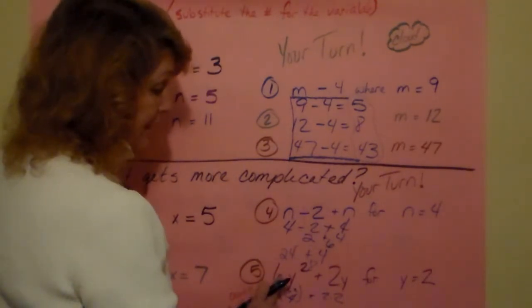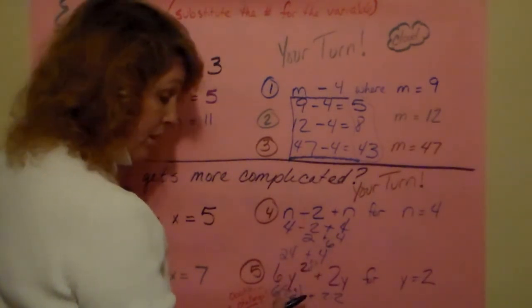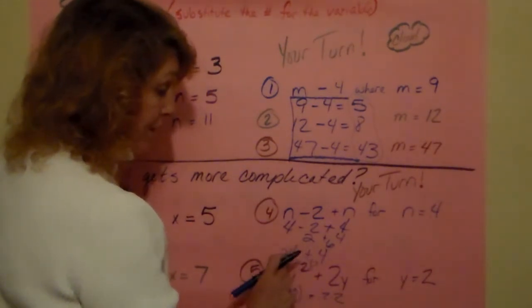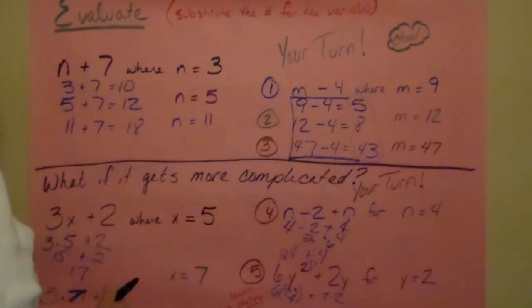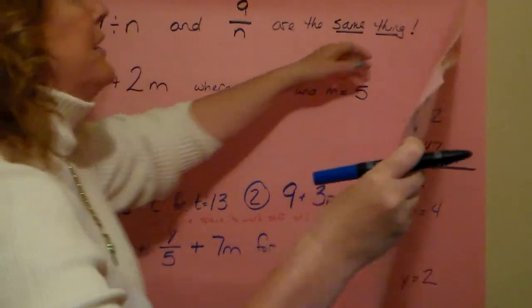I'm going to do this part again. 6y squared. The first thing I'm going to do is y squared. That's 2 squared. 2 squared is 4. Now I have to do 6 times 4, and that's 24. Okay? If you have a question, write it down so that we can talk about it tomorrow.